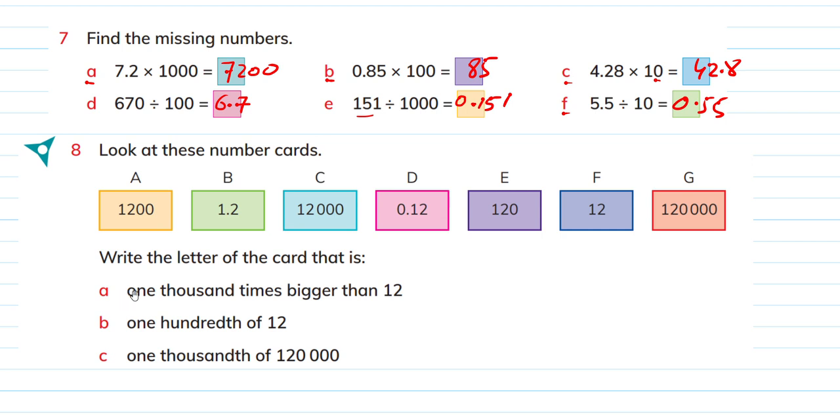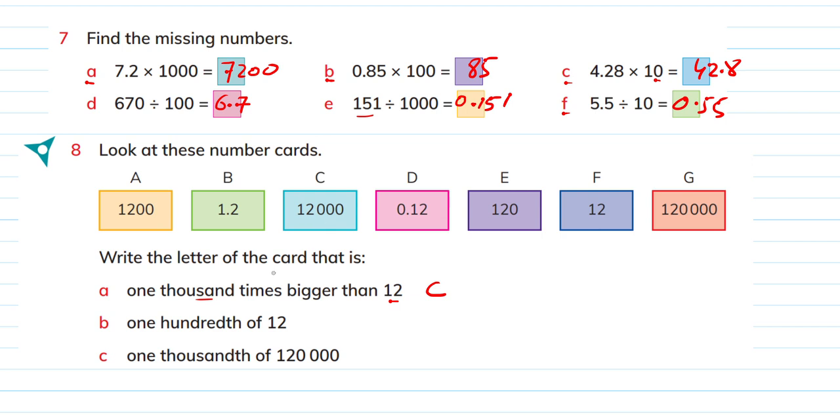Now there is a statement written there. You have to tell, for example, in part A, it is 1000 times bigger than 12. Look, if a number is 1000 times bigger than 12, what would it be? 12,000. Okay. So which one shows 12,000? It is C. It means you will say it is C. Got it or not? So the card C is having 12,000 on it.